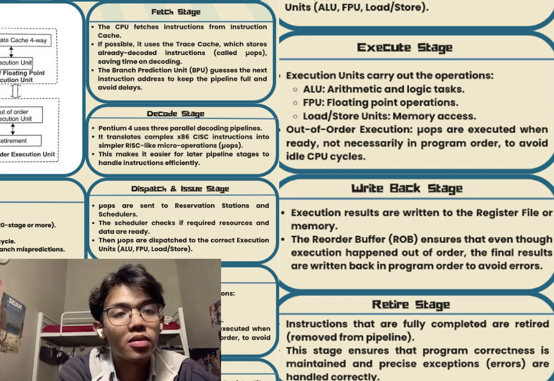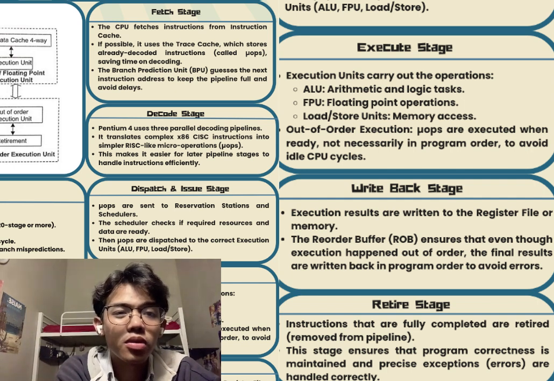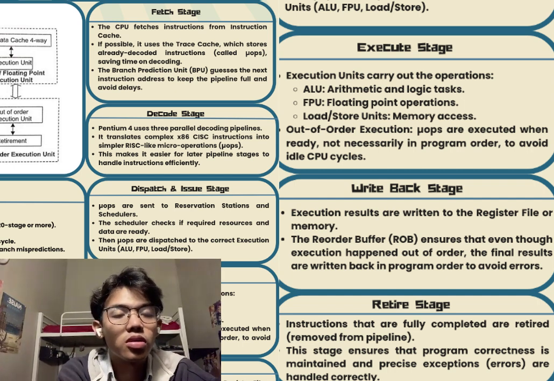Pentium 4 has a special cache called trace cache, which stores ready decoded instructions, also known as micro operations or micro ops. The CPU also uses a branch prediction unit to guess the next instruction, so the process does not slow down. Next is the decode stage.